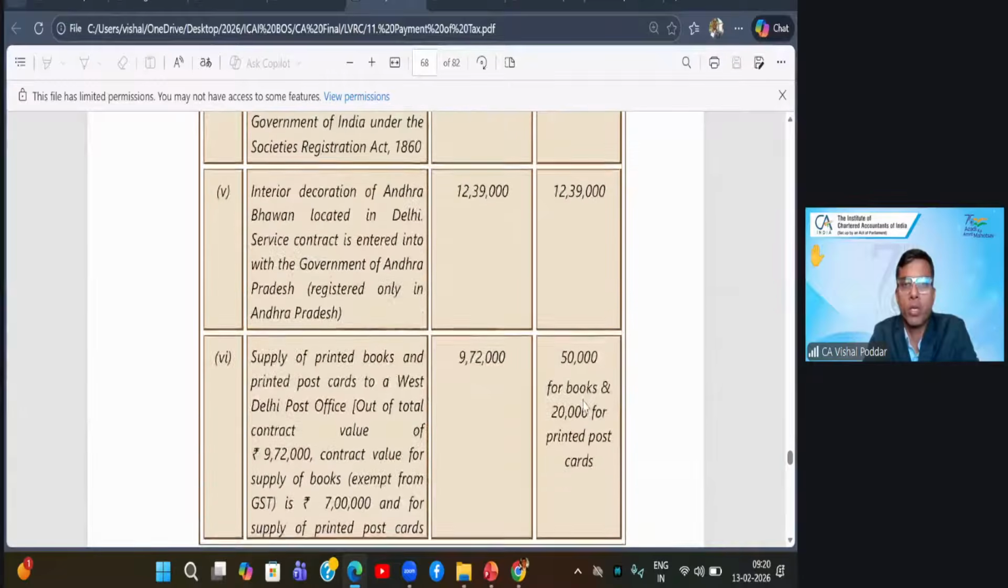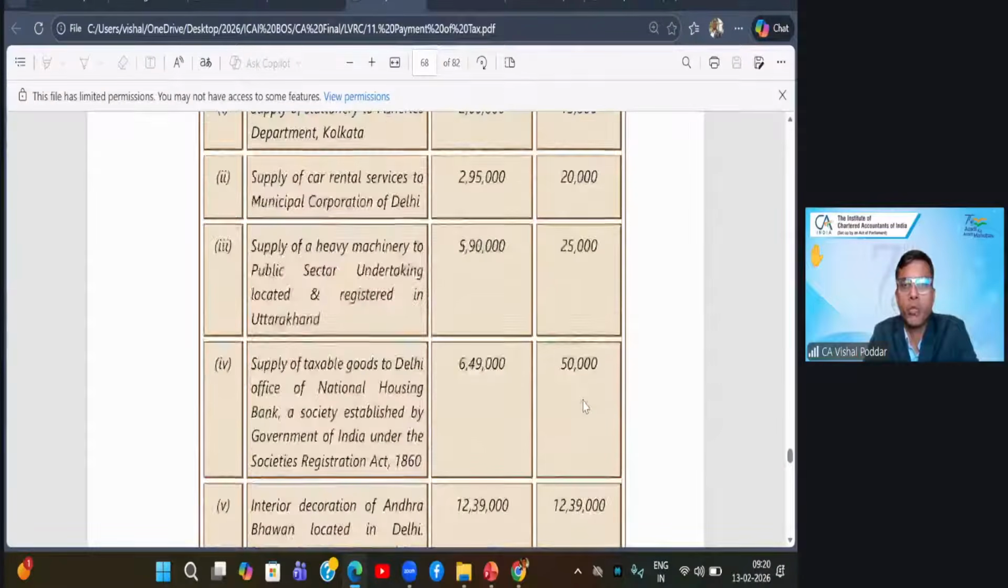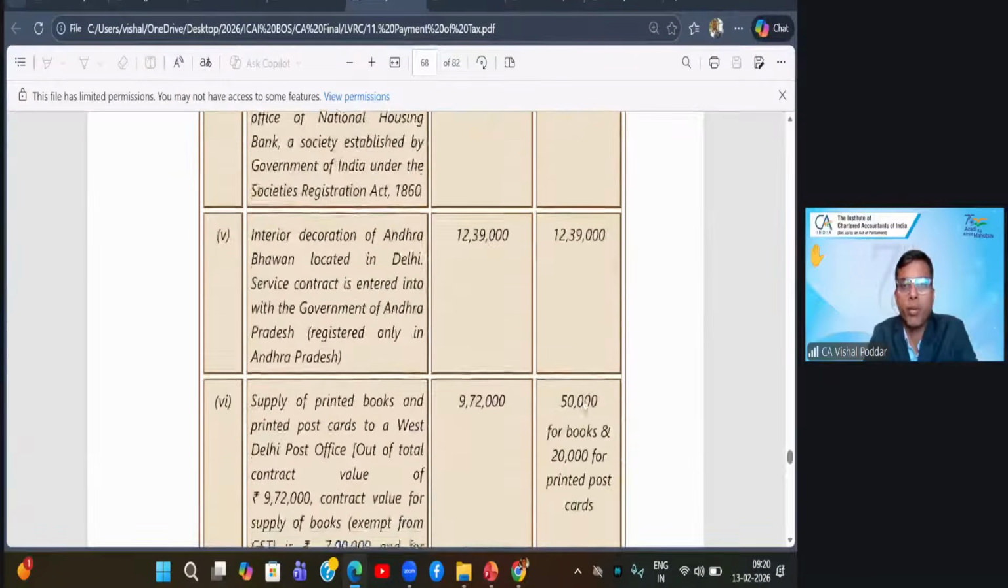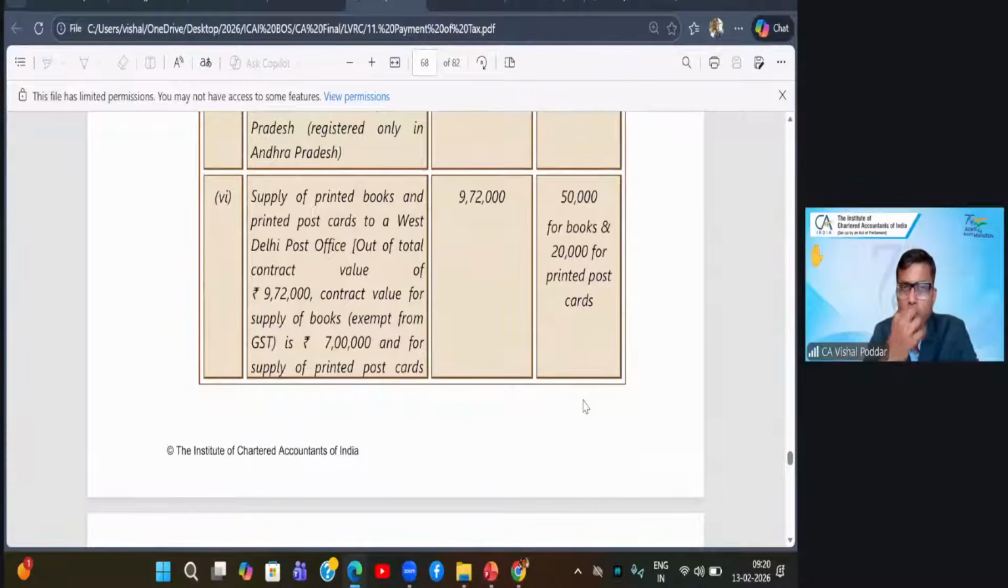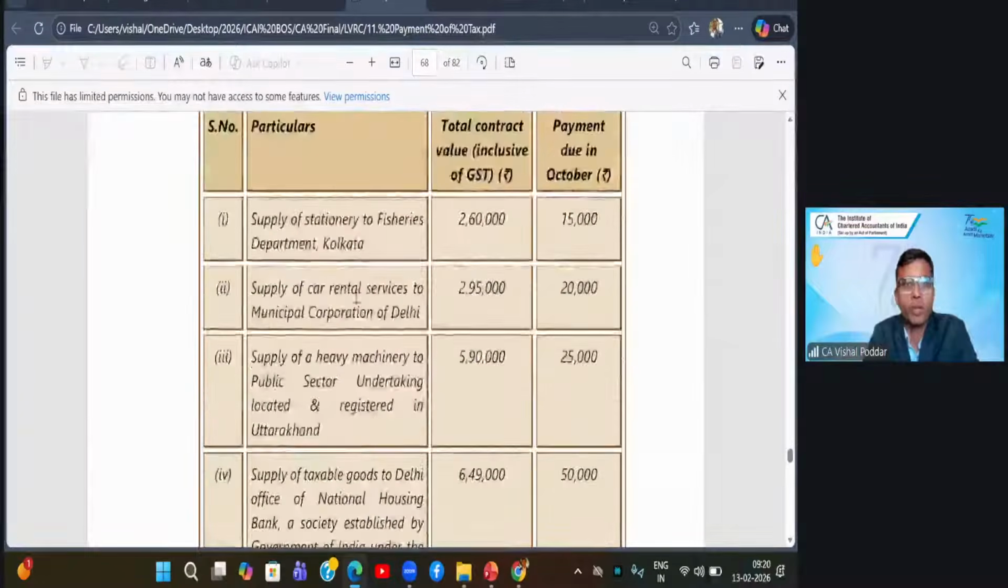Correct? Now, here there are different values. We have to check the applicability of TDS for each of the values. So I'll just request you to read this. You need not read the amounts. We'll just read the captions. Please read the particulars.